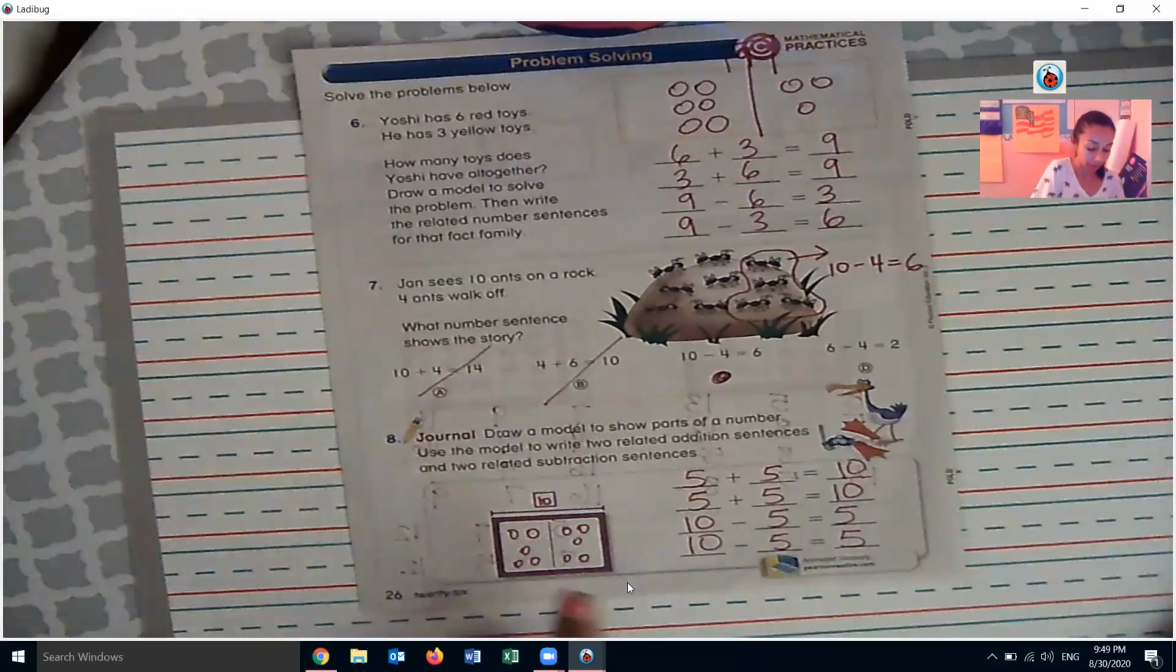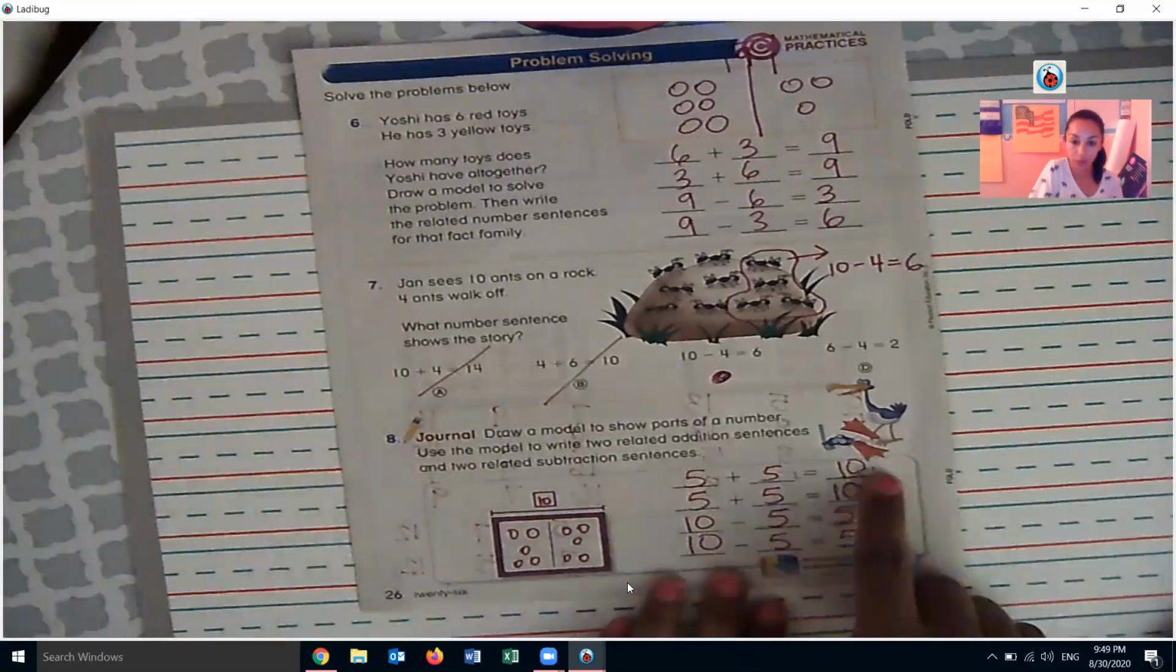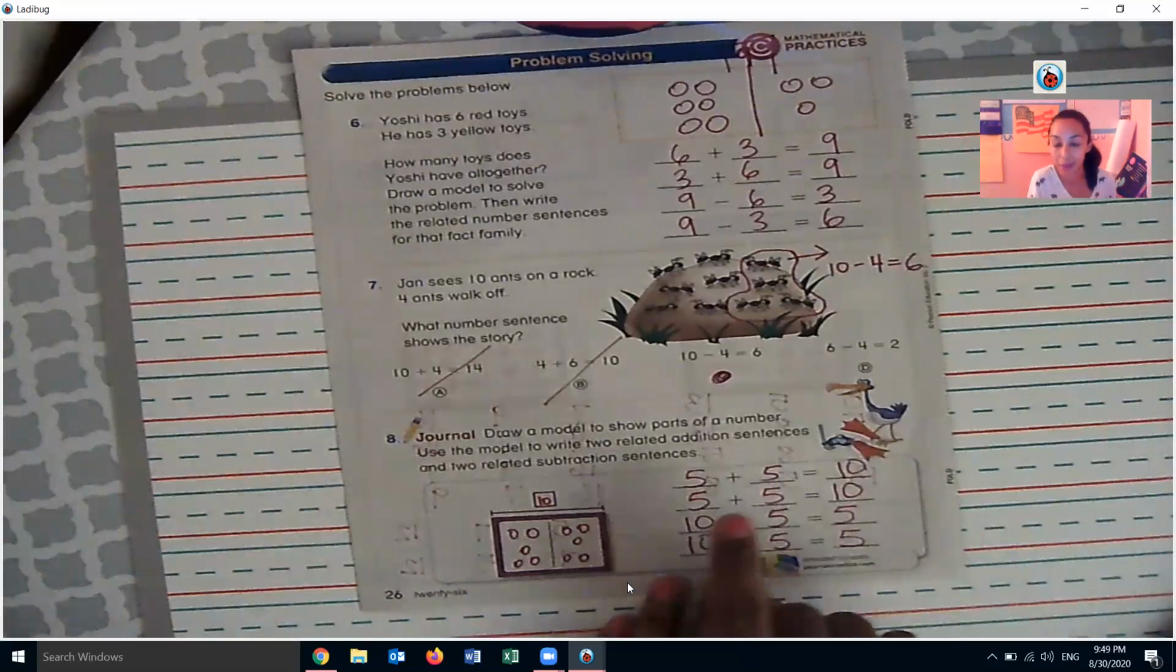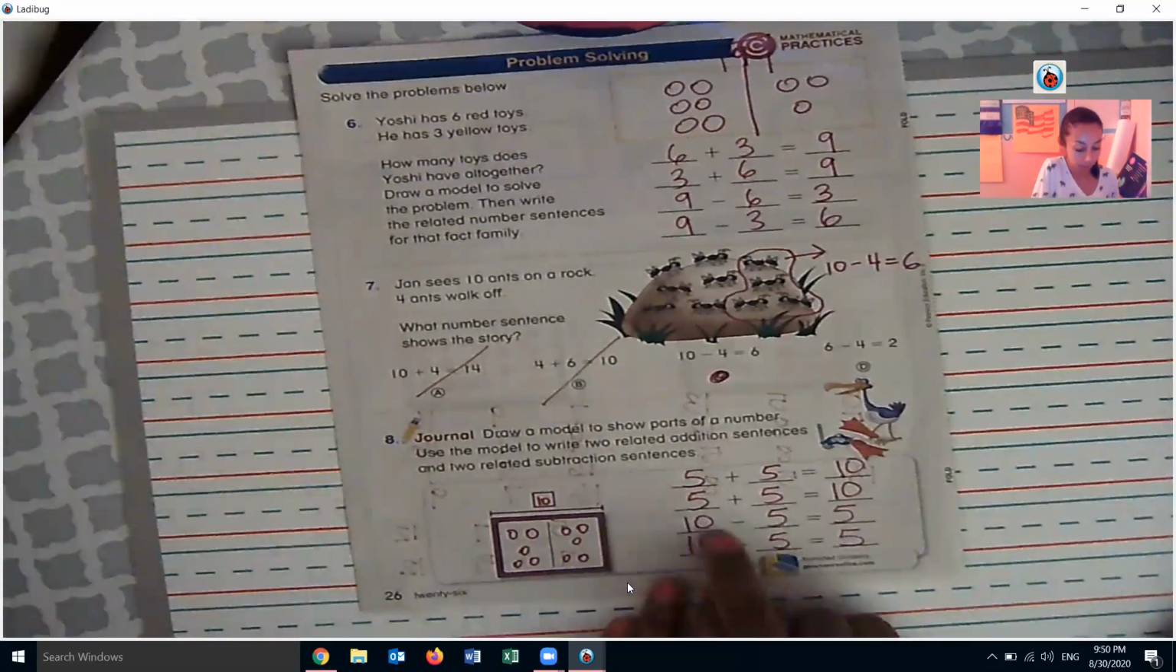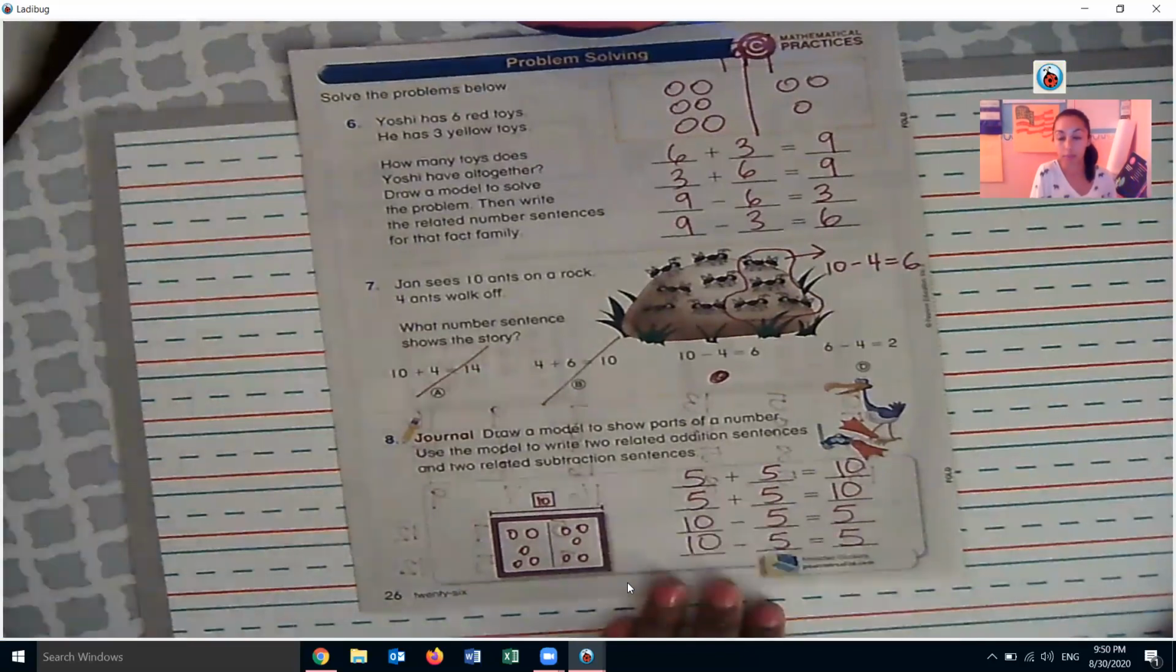So I went 5 plus 5 is 10. Because when you flip-flop it, 5 and 5, it doesn't matter where they're at. I started with my big number 10 first here. Minus 5 is 5 for both of those subtraction pieces.